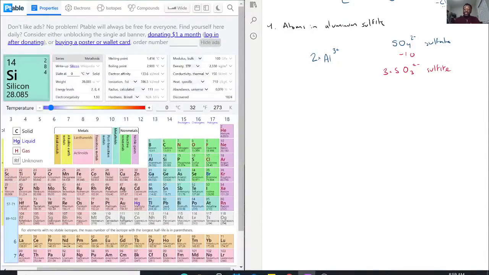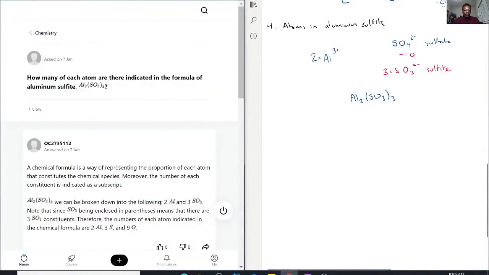Okay. So now if we were to rewrite this, hopefully we get the same formula as what they said in the beginning of the question. We now have Al2(SO3)3. And let's see here. Exactly, Al2(SO3)3. Perfect. Okay. So now they actually are asking how many of each atom are there indicated.